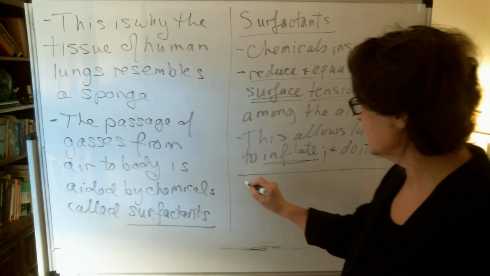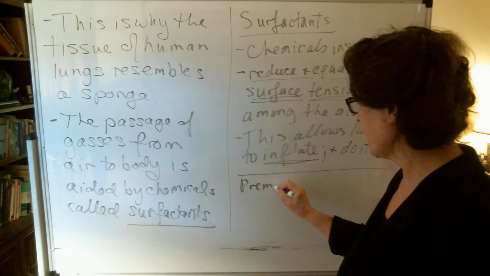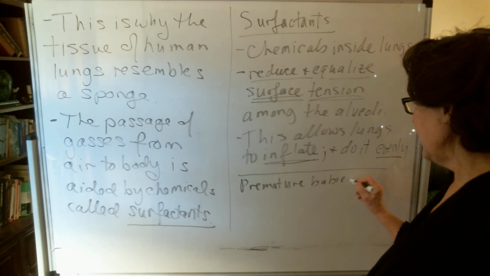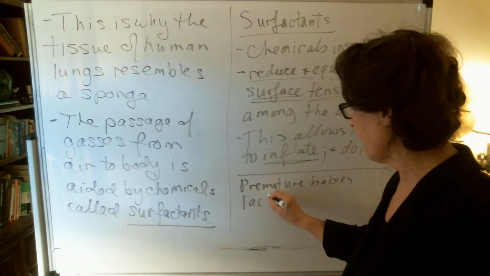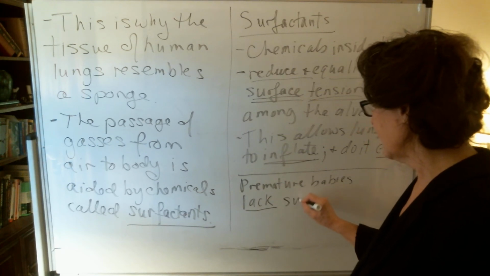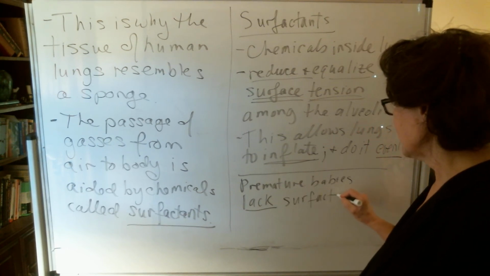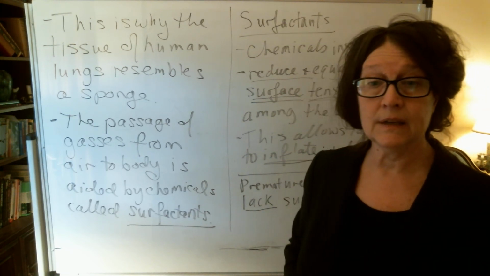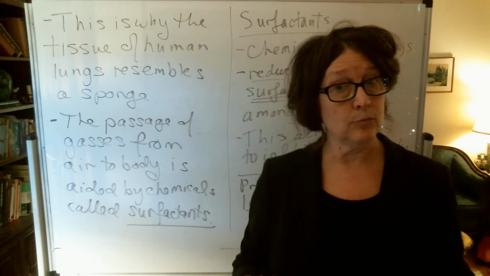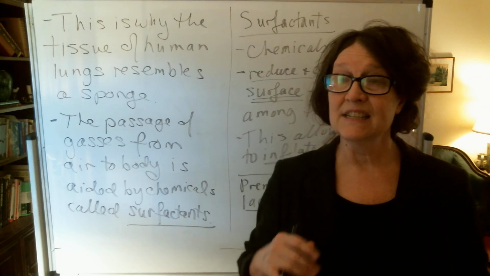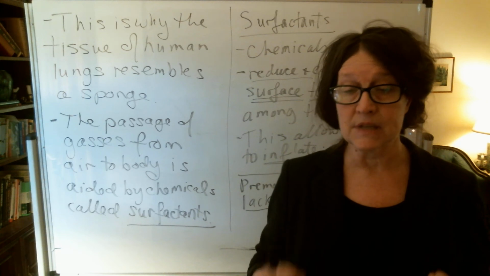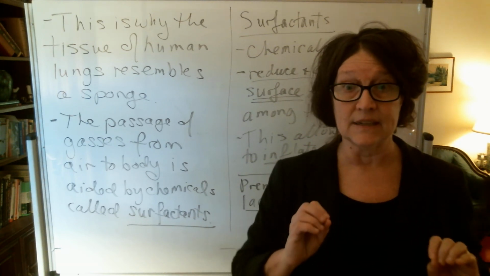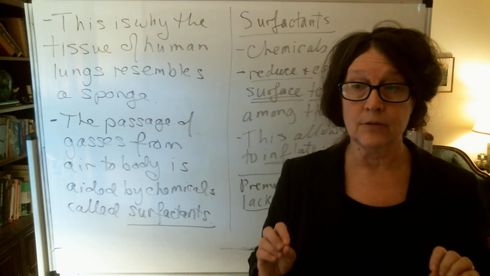So just as a quick aside here, premature babies lack surfactants. One of the deceptive things about human development, about prenatal development in general, is that things happen at different times, and sometimes biochemical systems are the things that develop late. And that's what happens in the case of our surfactants.